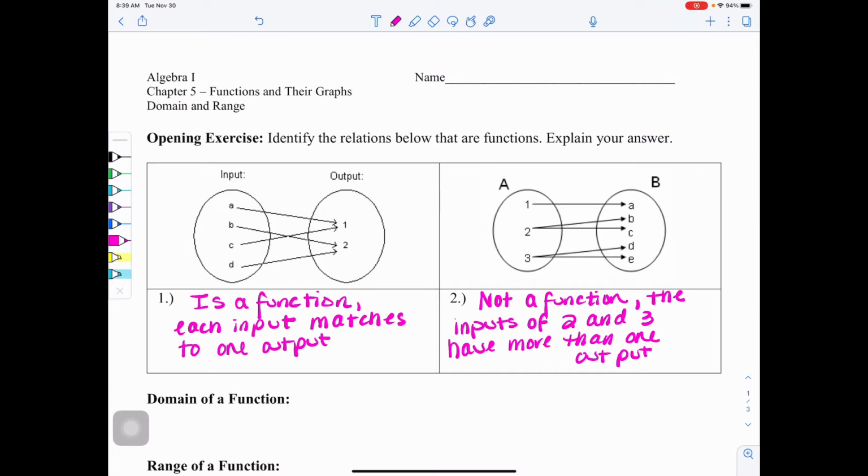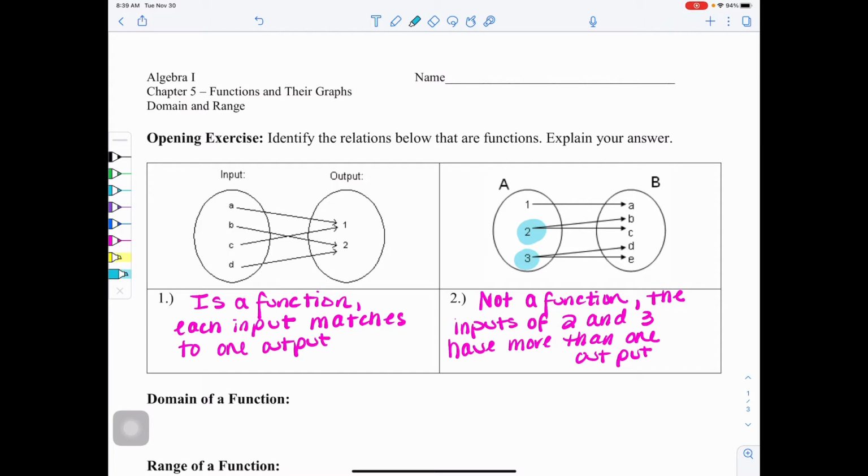When I look at number 2, we have a couple of problems. The first one is the number 2 has 2 arrows. 2 is matched with B and with C. 3 is also in the same situation. 3 matches with D and E. So this is not a function. The inputs of 2 and 3 have more than one output.